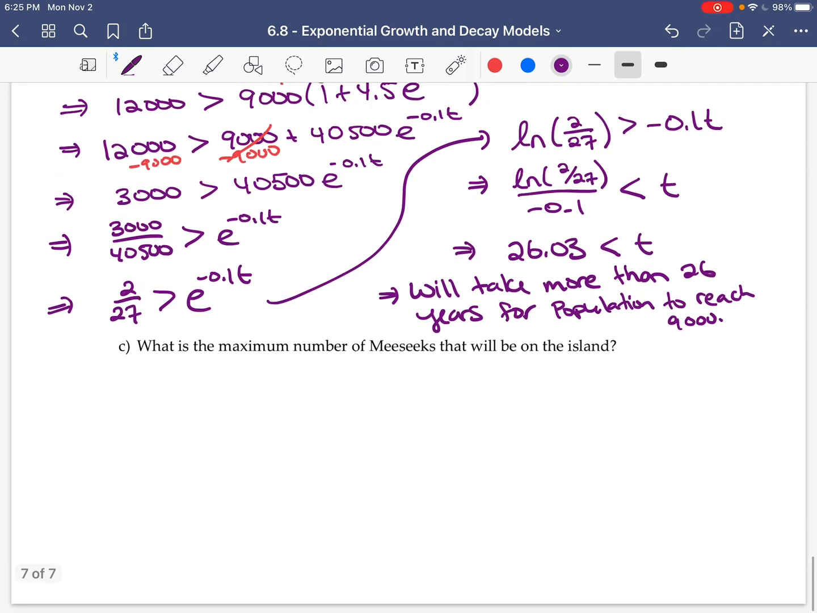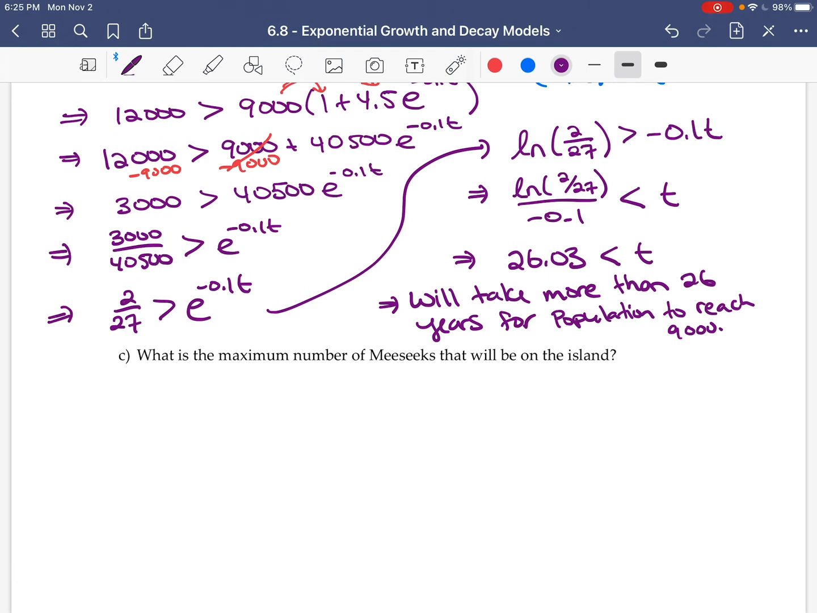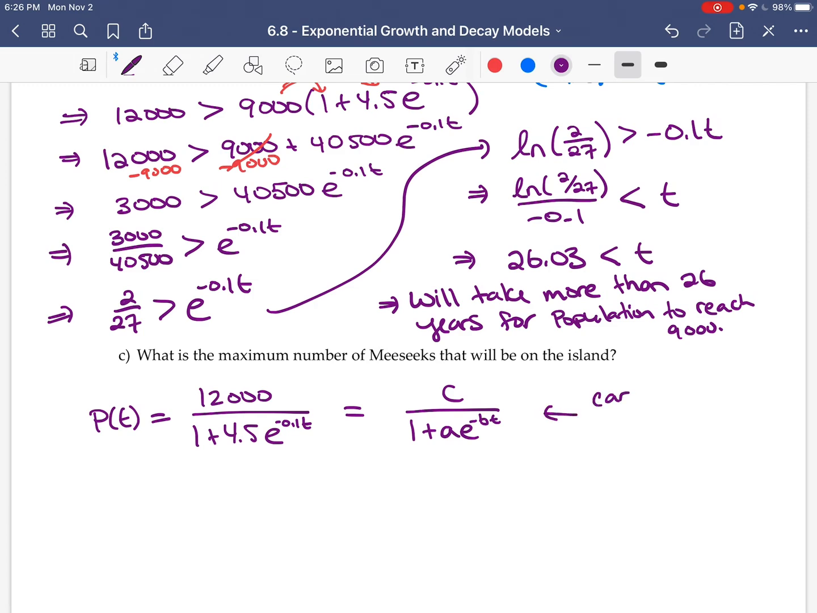Now, what is the maximum number of meseeks that will live on the island? So this, we want to be aware. So this is in the form. Okay, so let me just say here. So P of t, I'm going to rewrite it. 12,000 over 1 plus 4.5 e to the minus 0.1 t is in the form C over 1 plus a e to the negative bt. Okay, so remember that this thing has carrying capacity equal to C, which is the maximum.